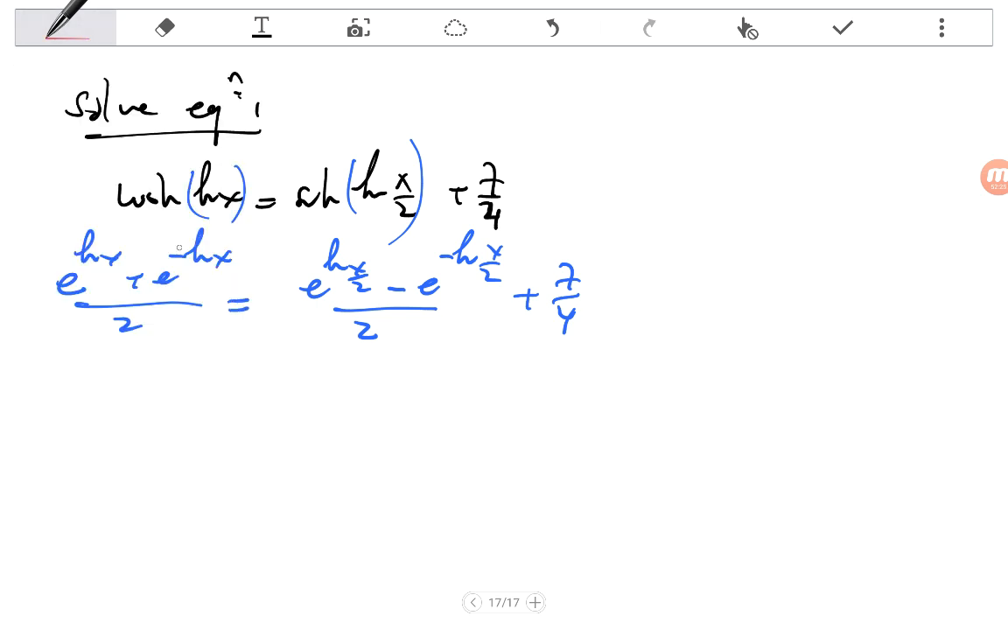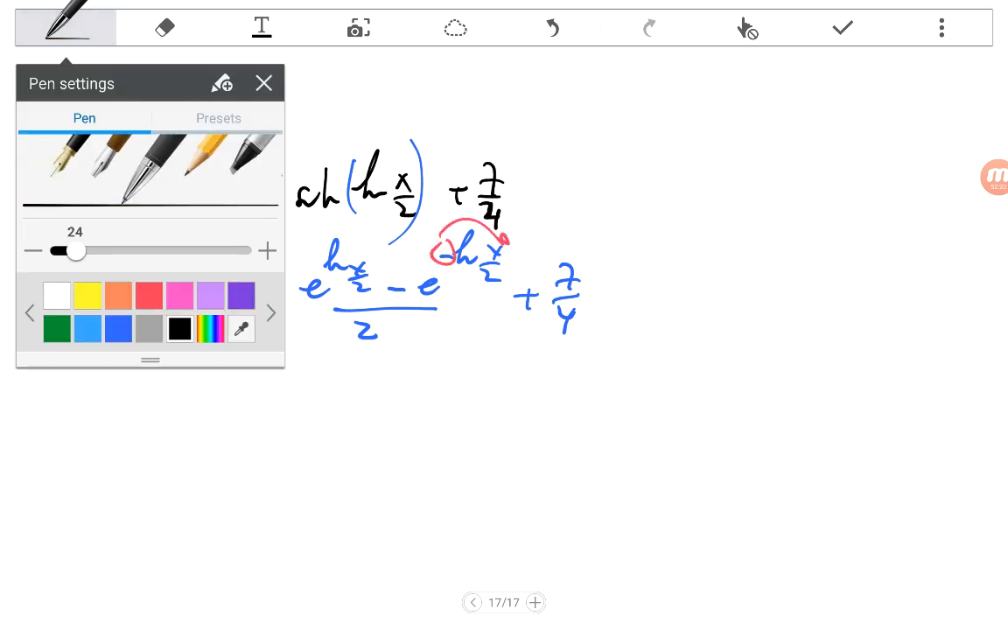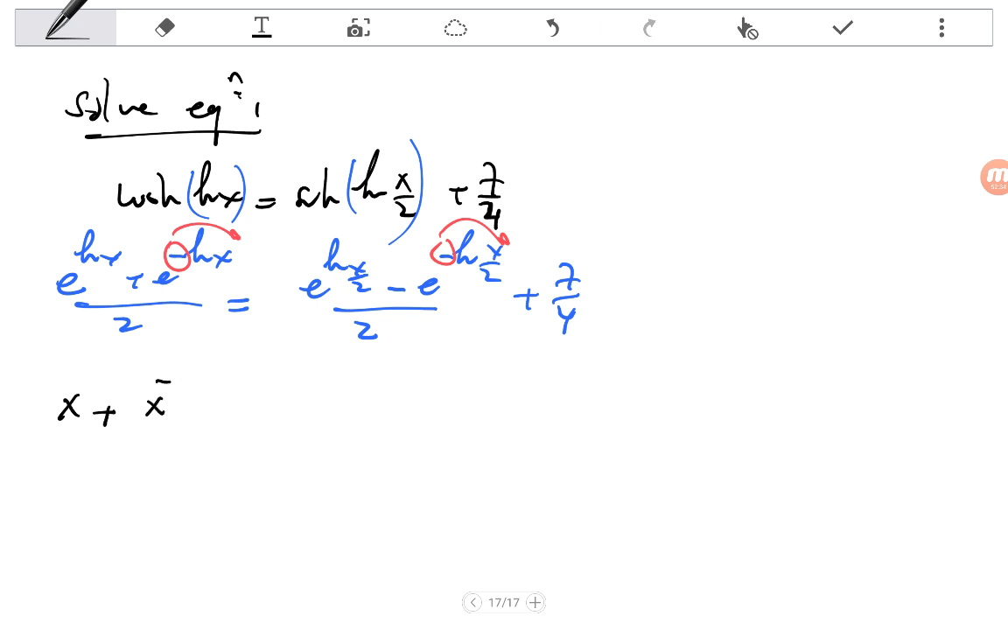Now that negative sign, we'll take it inside the ln like this. So it will just be (x + x^(-1))/2 = (x - x^(-1))/2 + 7/4, so it is (x + 1/x)/2 = (x - 1/x)/2 + 7/4.